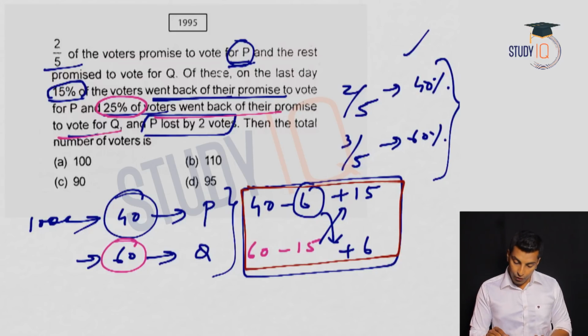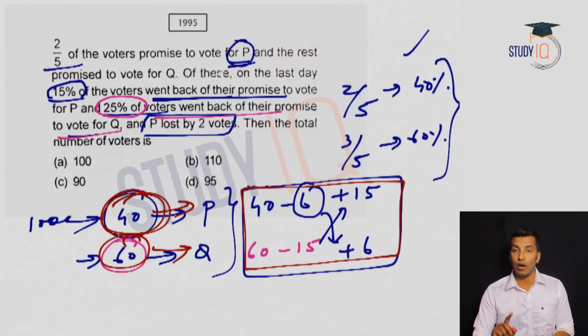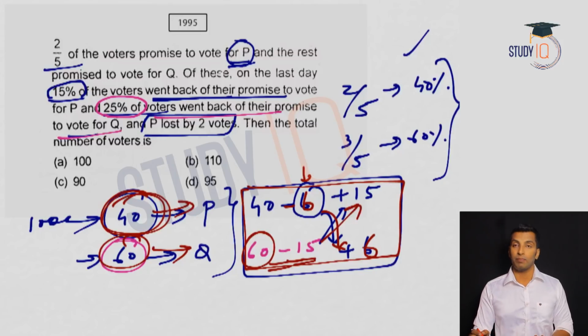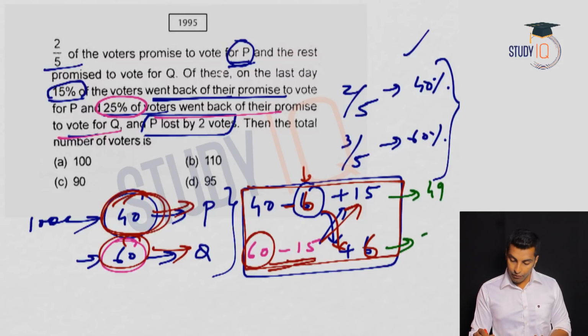So what is happening? 40 initially promised to vote for P, 60 promised to vote for Q. So out of this 40, 15% is now changed to Q. That means minus 6. So this 6 is actually going here. So that's why you subtract 6 here. Similarly, 25% of 60 is not voting for Q and they are changing. So effectively, how much is P getting? 49, and how much is Q getting? 51.